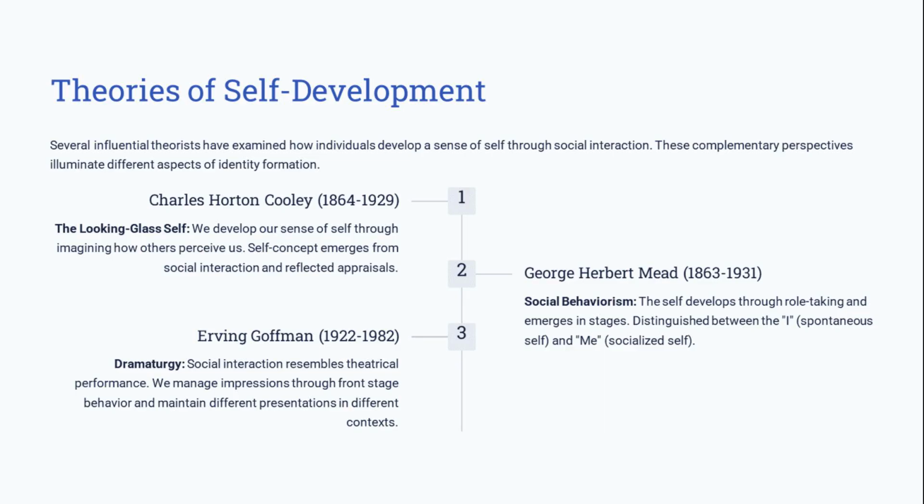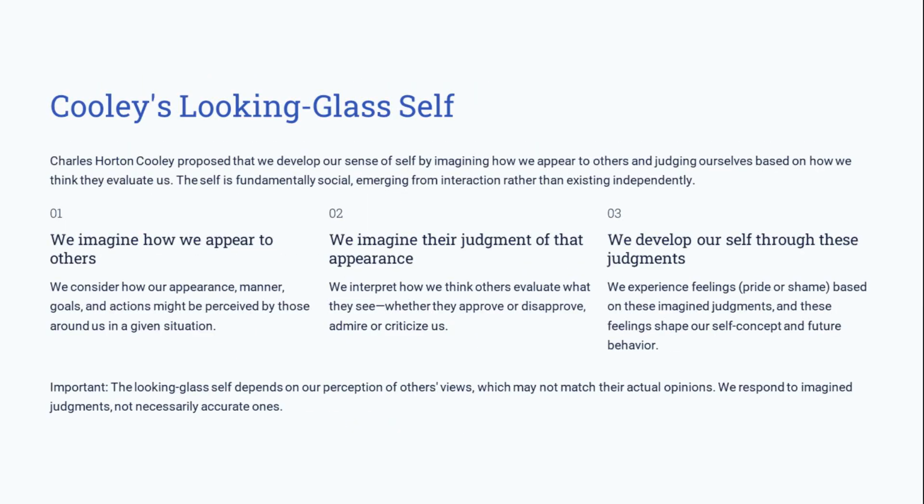Influential theorists like Cooley, Mead, and Goffman have examined how individuals develop a sense of self through social interaction. These perspectives illuminate different aspects of self-development, from the looking-glass self to social behaviorism and dramaturgy. Cooley proposed that we develop our sense of self by imagining how we appear to others and judging ourselves based on their evaluations. This process is fundamentally social, emerging from interactions with others and shaping our self-concept and future behavior.